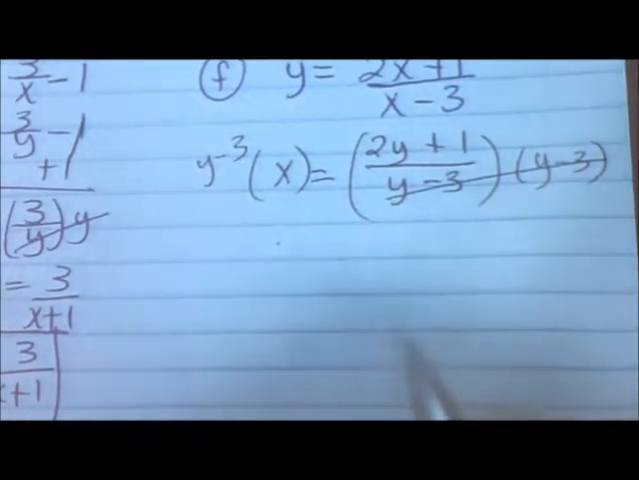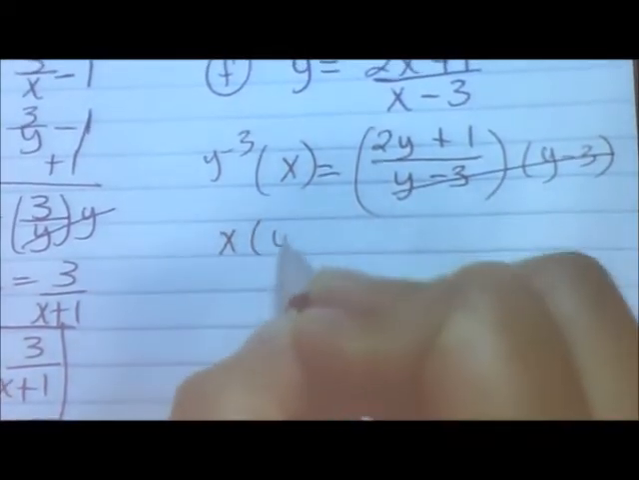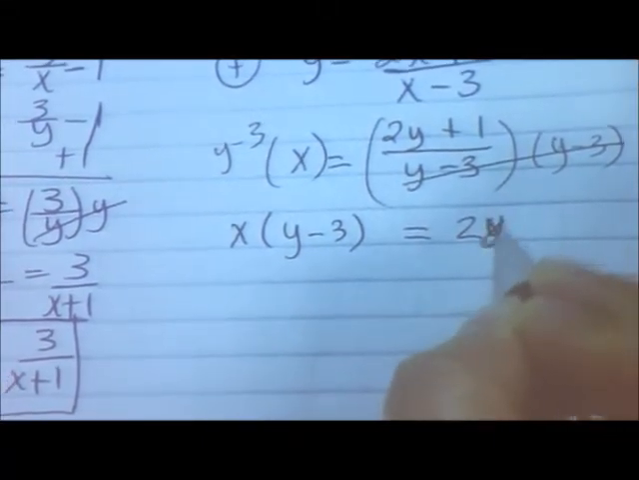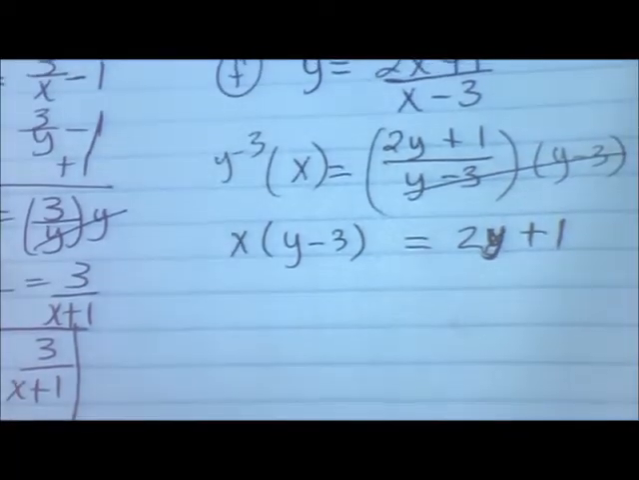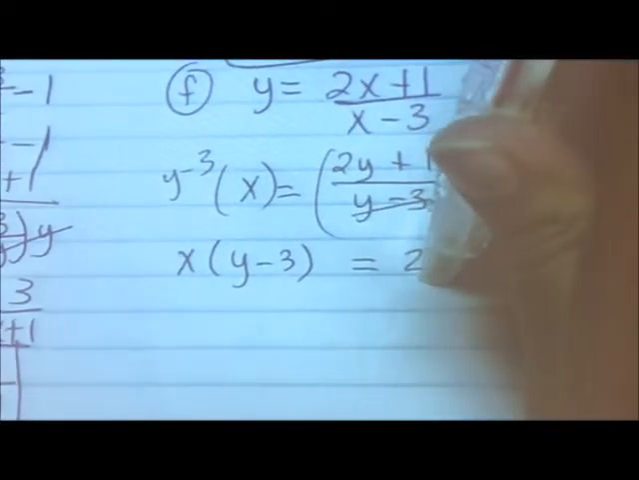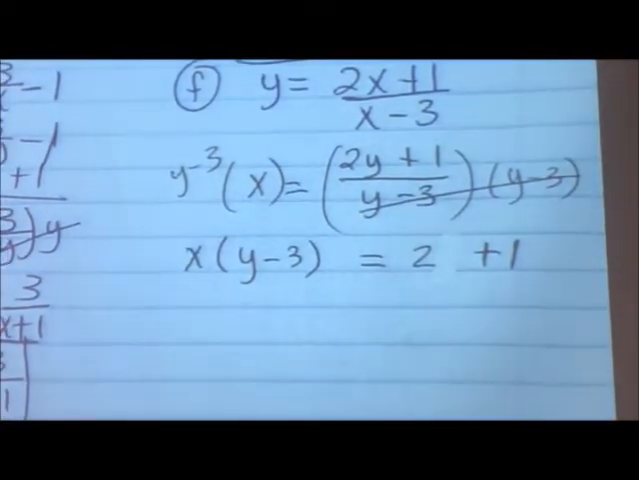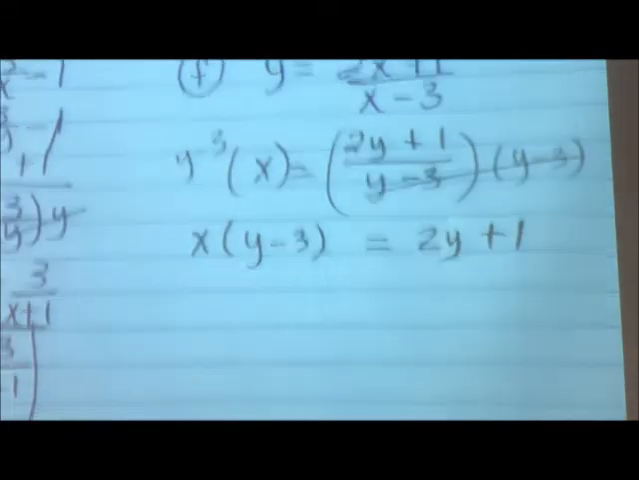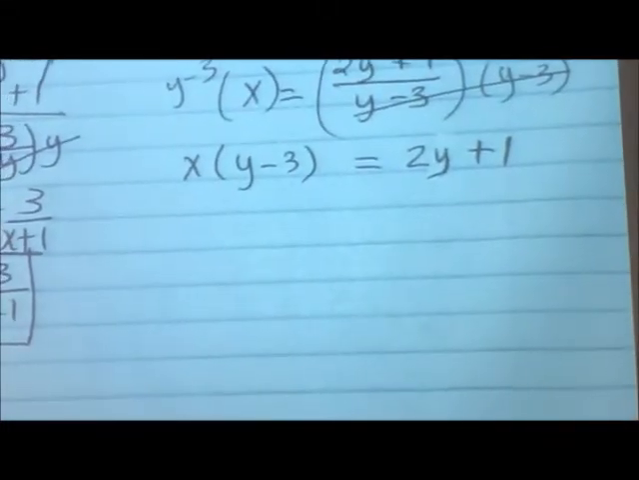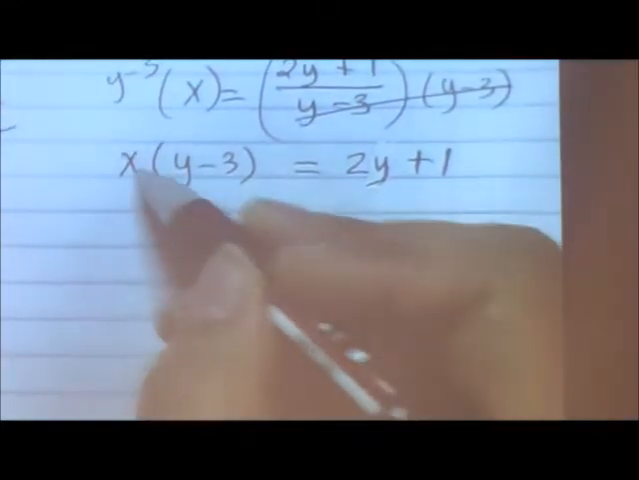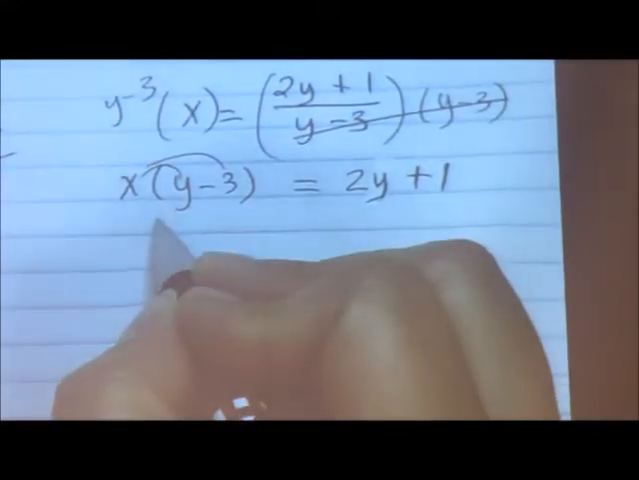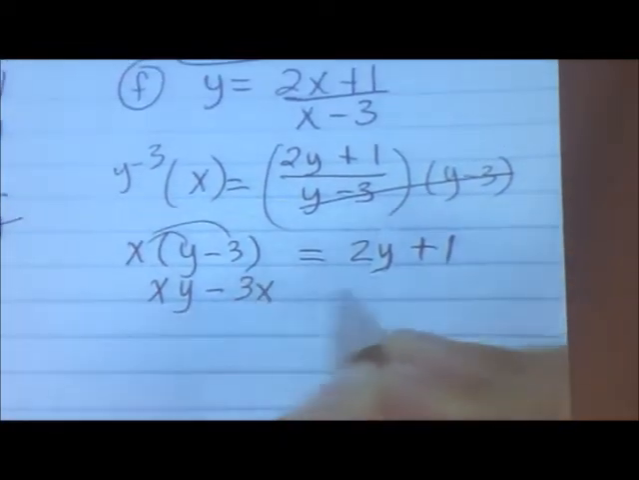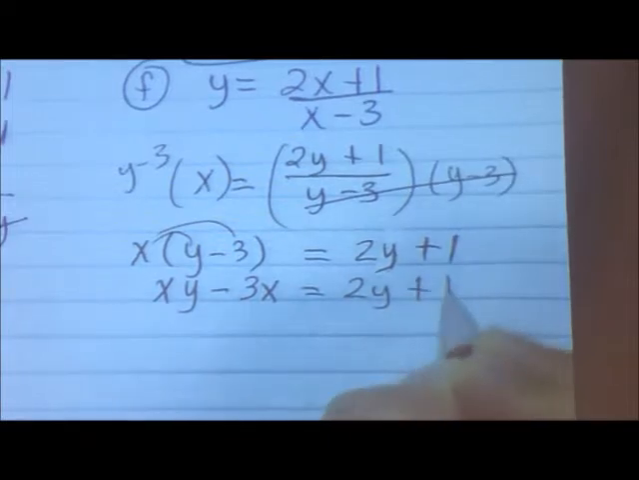Now these guys cross out. This becomes x parentheses y minus 3 equals 2y plus 1. Are we okay up to right now? So, for this section, which is problem number 6, you do have to multiply. This becomes xy minus 3x, right. x equals 2y plus 1.